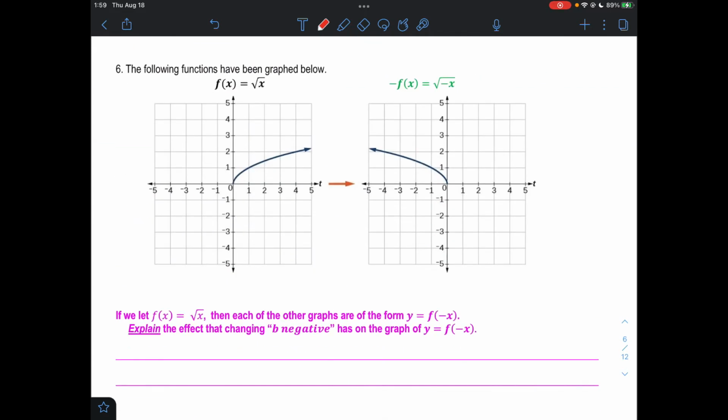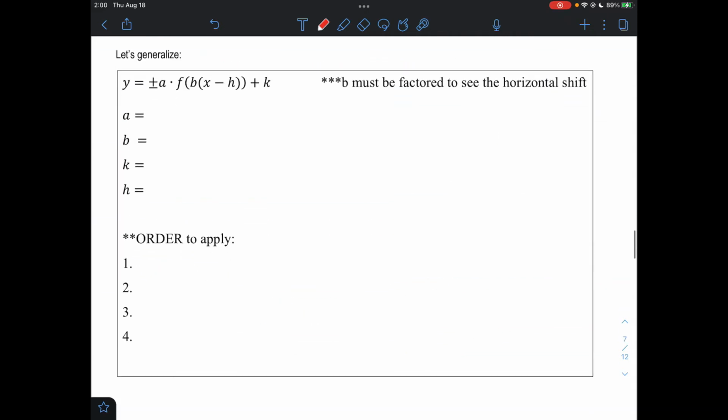And the last one, what if we had a negative inside the function like we have here? Negative inside the function is called a horizontal reflection, and that's about the y-axis. So summarizing, this is what our graph could look like here.